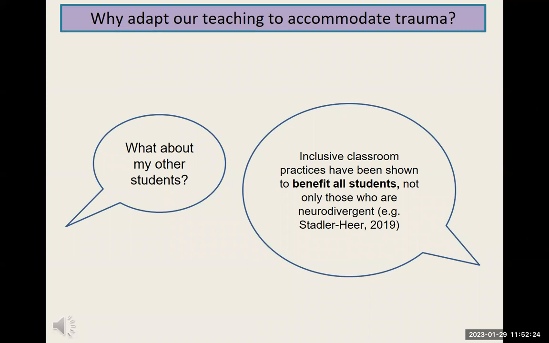So we can see how modifying our practices to include neurodivergent students may help those students, but we might ask, what about my other students? Well, the good news is that the inclusive classroom practices have been shown to benefit all students, not only those who are neurodivergent.